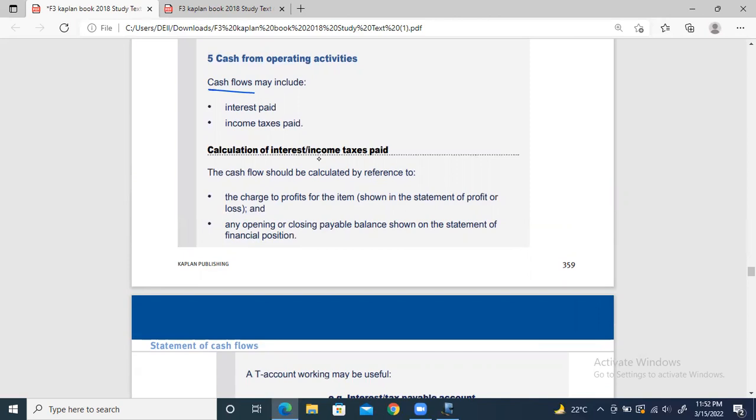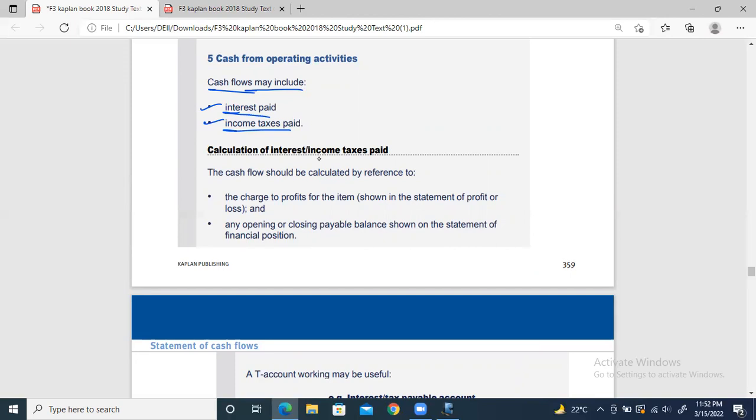So cash flows may include two things. If you open the format in front of you as well, you will have to revise these as well. Interest paid and income taxes paid, right? So now we have entered the fences of cash, right? Because we have exited the profit, we have entered into the country of cash now, right? We have crossed the border of profit now.